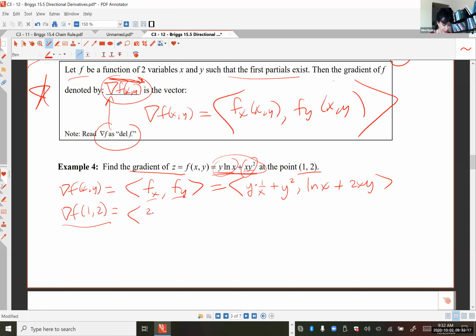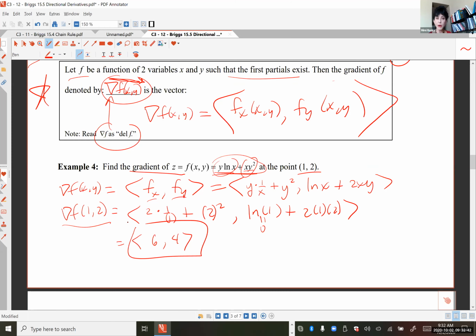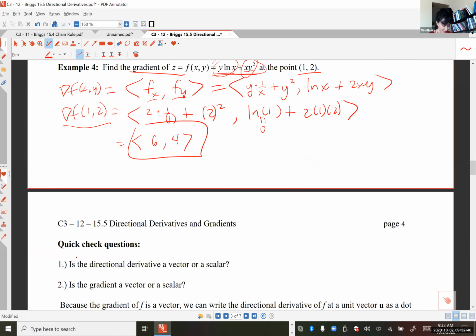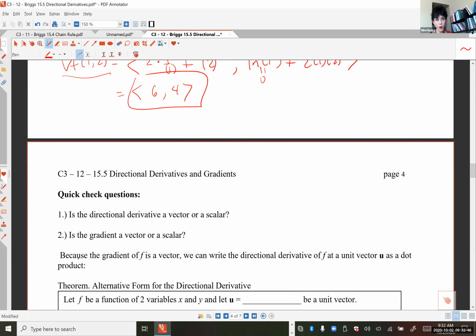And you know the drill, you're just going to do some substitution everywhere. And my Microsoft is starting to run slow again. Okay, ln of 1 is a nice number. It's called 0. And then doing some of the arithmetic here, I have 2 plus 4. That's 6 for the first component and 4 for the second. And I'm done. And there's my gradient. Cool. All right. Quick checkpoint questions.